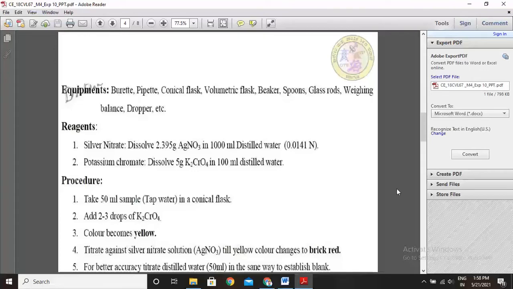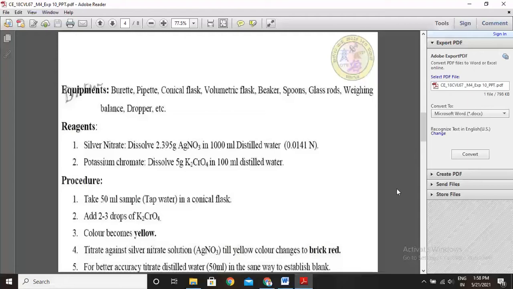Take 50 ml sample, that is tap water, in a conical flask. Second step, add 2 to 3 drops of potassium chromate to the 50 ml sample in the conical flask. Now the color becomes yellow. Then titrate against silver nitrate solution till the yellow color changes to brick red.